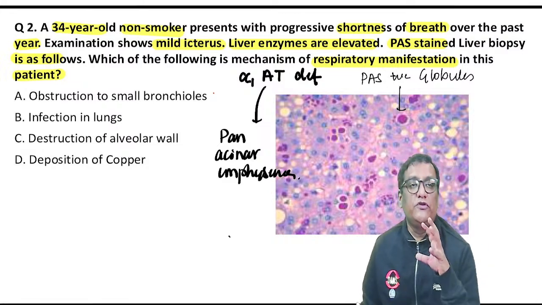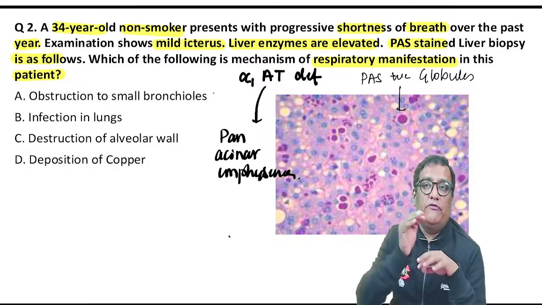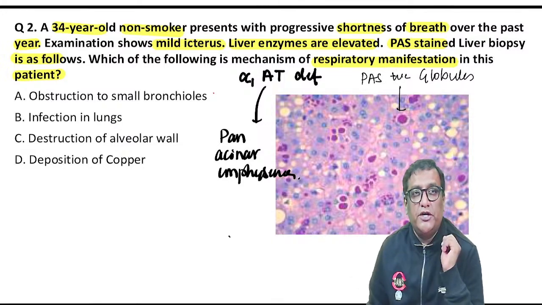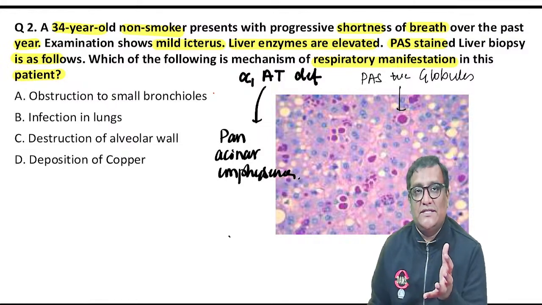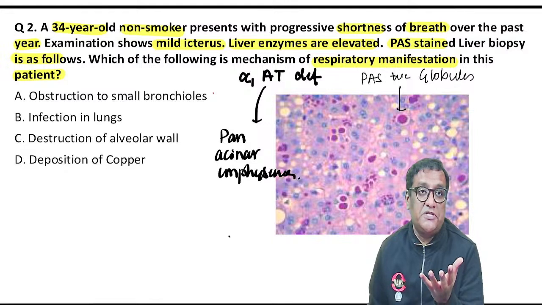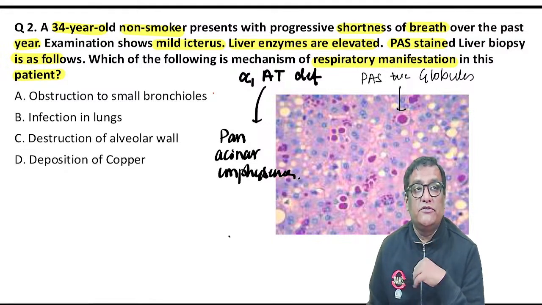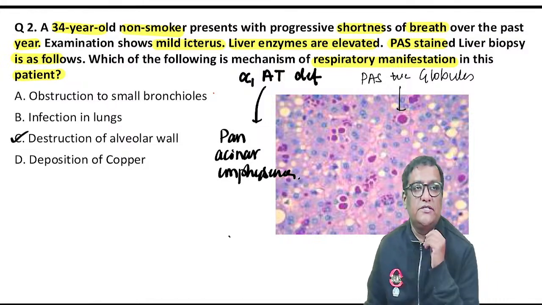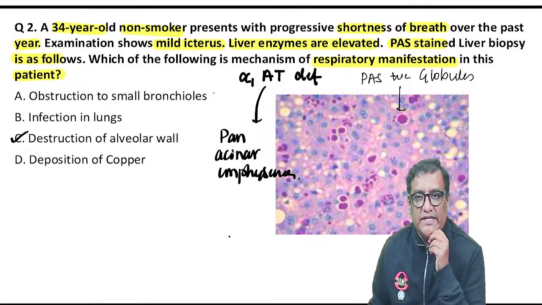Alpha 1 antitrypsin, if you remember, so this is an integrated question between your hepatobiliary and the respiratory. Alpha 1 antitrypsin is required. It is an anti-elastase, and because there is no alpha 1 antitrypsin secreted, there will be excessive destruction of alveolar wall. So answer to this question is option C. Option C, yes. Option C, very good, right?